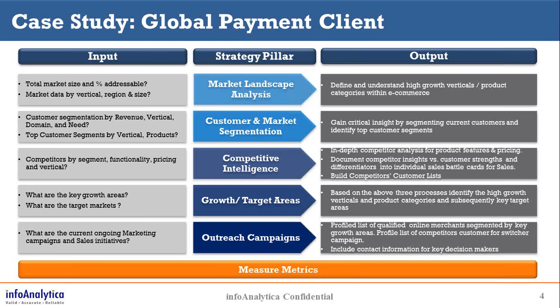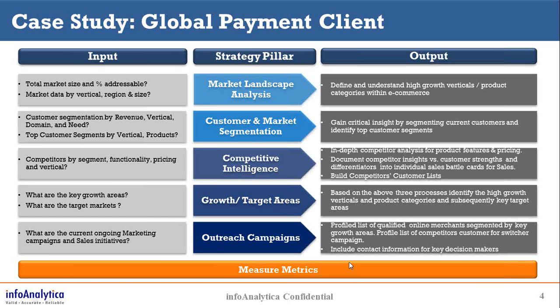This helps in building the right definition and the foundation in terms of high growth verticals, and in this case also the industry and product categories to go after. We additionally perform customer and market segmentation, an in-depth competitive intelligence study, and assessment of the growth or target areas and the best approach for the customer's outreach programs. As you can see, the output criteria for each of these activities includes findings into high growth areas and verticals, top customer segments, competitor customer lists, and competition battle cards for sales, key target areas, and also finally accurate contact information for key decision makers.